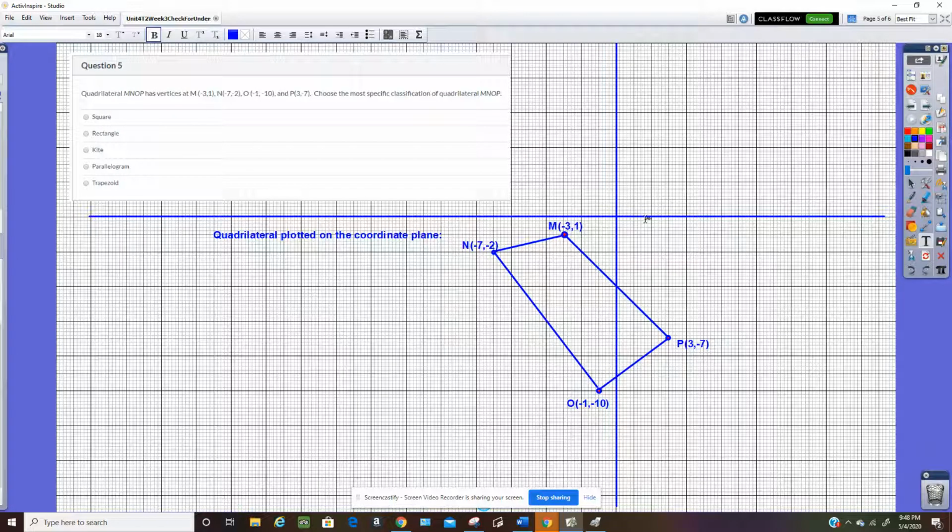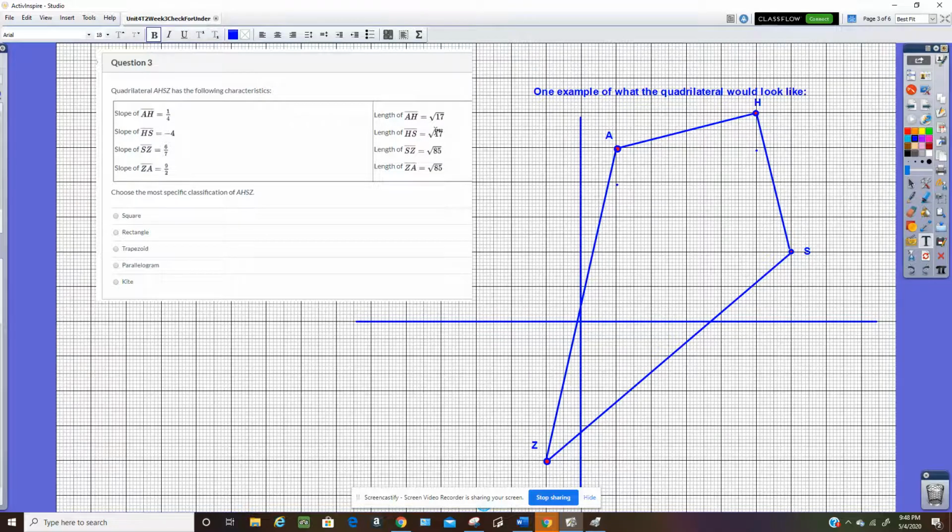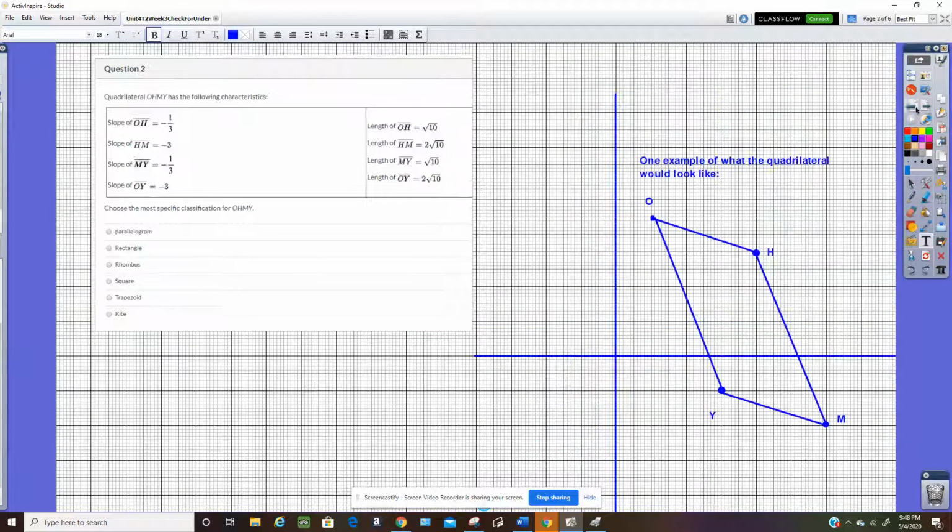Those are some hints on how to do the check for understanding. I think by giving you those hints and seeing this visually, it's much easier than just looking at this and trying to tell what it means. This means the opposite sides are equal here, and these two opposite sides are equal, and these two sides are perpendicular. And same thing here: opposite sides are equal, and then opposite sides are parallel.